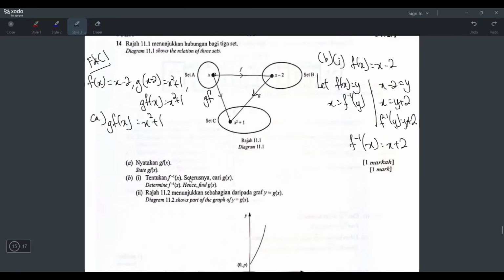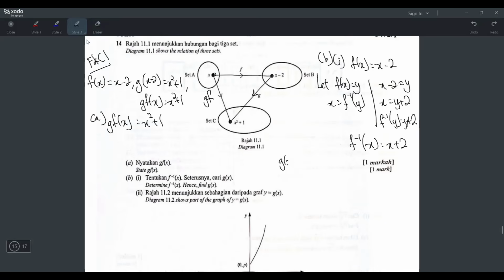But the question once more asks you, after finding f inverse, to find g(x). When you find g(x), I think you cannot use this information, because this information is for f(x). To find g(x), I think you have to use this information: g(x minus 2) equals x squared plus 1. So I will write here g(x) equals x squared plus, sorry.